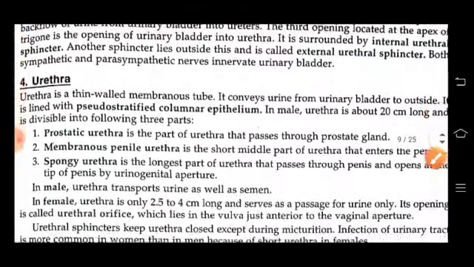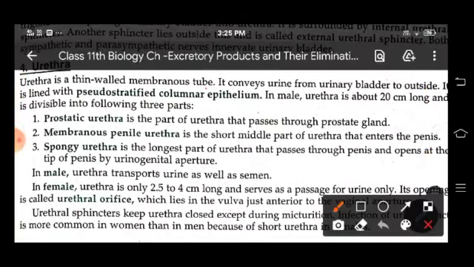Now next is the urethra. The urethra is a thin-walled membranous tube and it conveys urine from the urinary bladder to the outside. Now the male urethra is about 20 centimeter long and it is divided into 3 parts: prostatic urethra, membranous penile urethra, and spongy urethra. The prostatic urethra is the part of the urethra that passes through the prostate gland. The penile urethra is a short middle part of the urethra that enters into the penis, and the spongy urethra is the longest part of the urethra that passes through the penis and opens at the tip of the penis by the urogenital aperture.